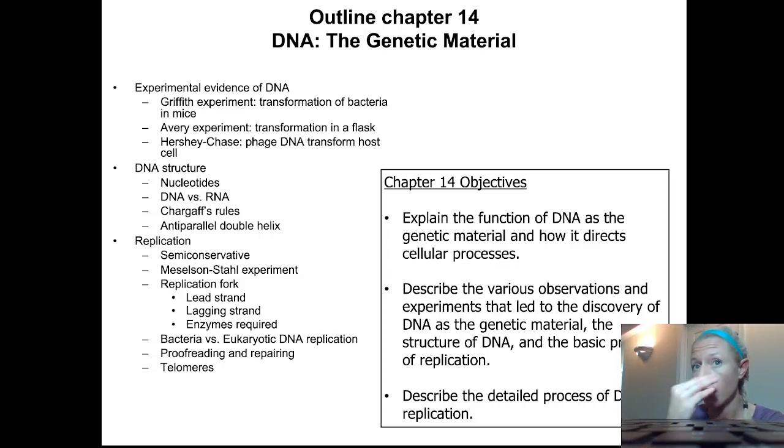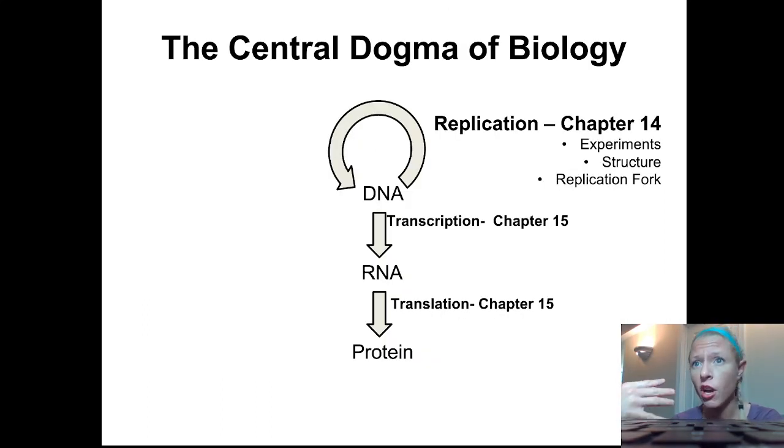works in prokaryotes, bacteria, versus eukaryotes, us. Okay, so the central dogma of biology is sort of this DNA, RNA, protein idea, which is, in essence, an incredibly overly simplified version of what actually happens, as we'll see in chapter 15 a little bit.